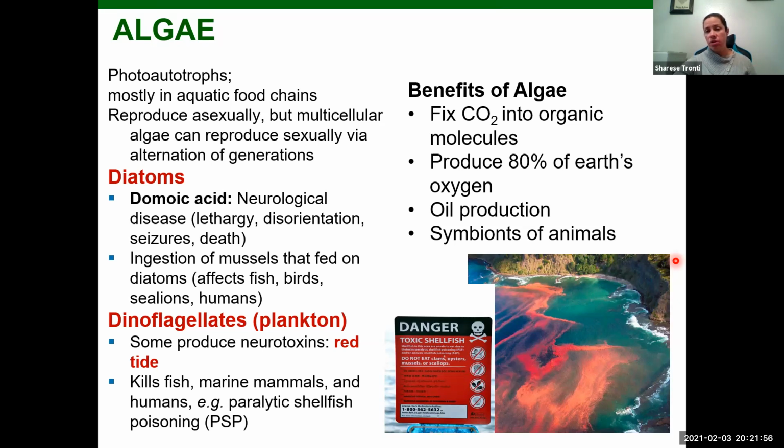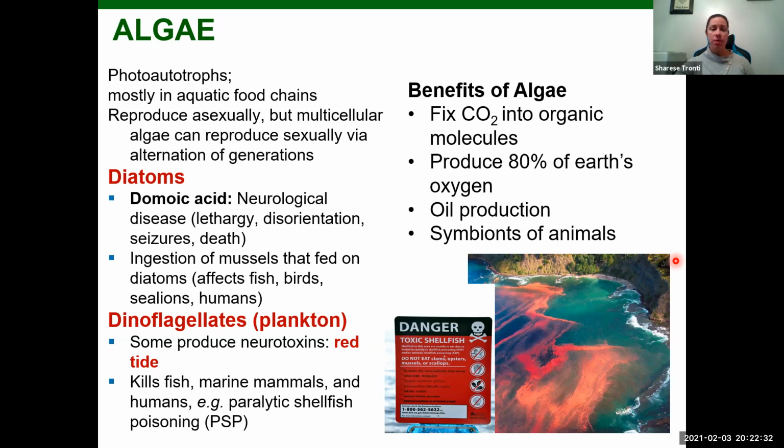There's lots of benefits of algae. So they fix carbon dioxide into organic molecules. They produce 80% of the Earth's oxygen, so it's huge for the environment. They produce oil, and they're also symbionts of many animals. But we're going to talk about 2 examples of how they can be pathogenic. And again, it's not that the algae themselves are causing disease, but rather that they're producing toxins that are toxic.